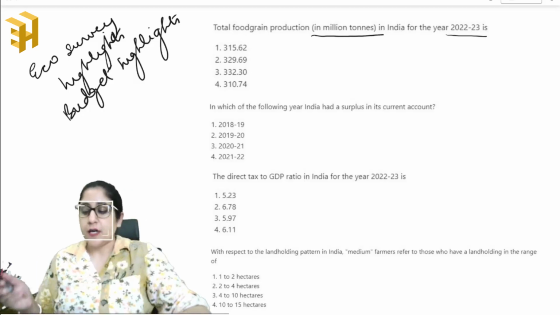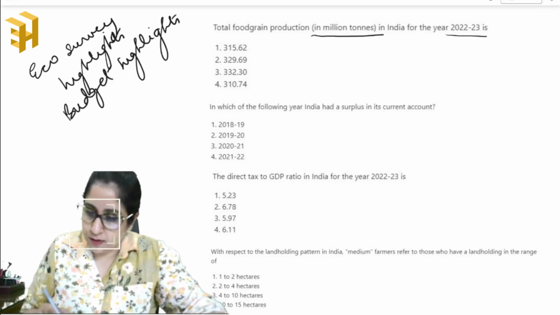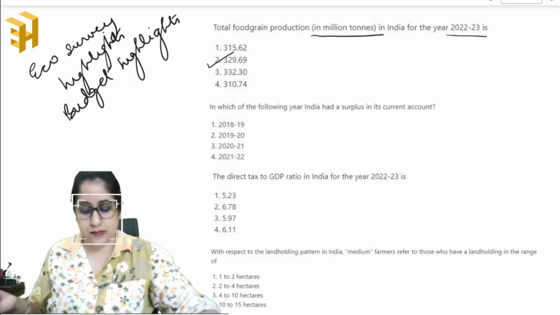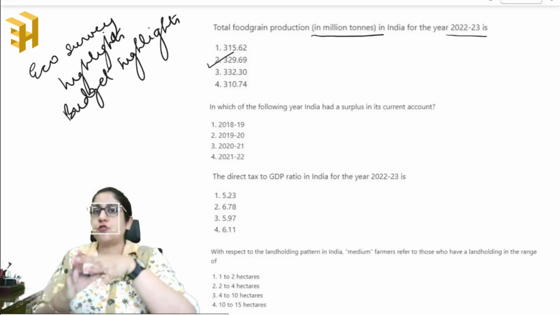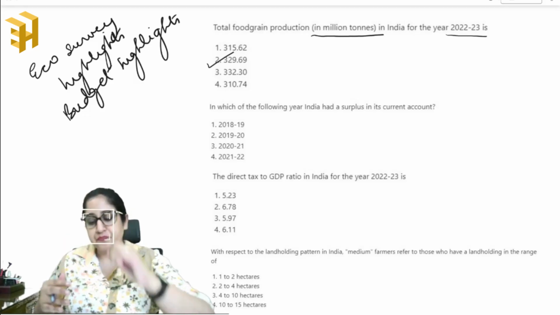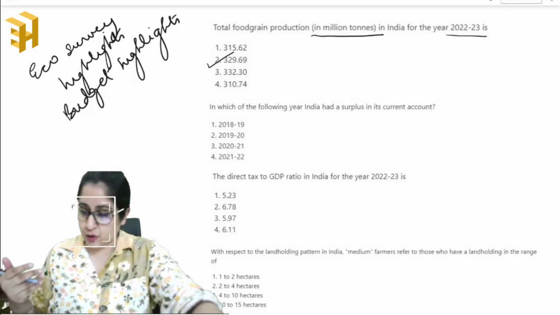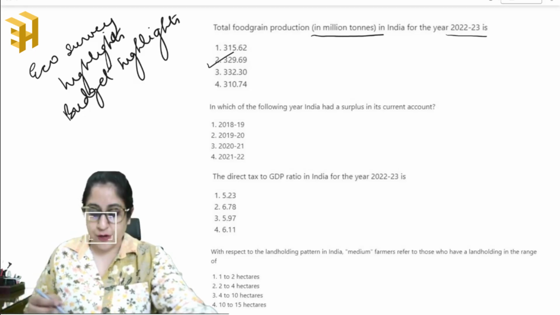Okay, so in this the answer will be 329.69. Now this is a very factual kind of a question, so for this you need to keep a strong hold on your Indian economy data. Okay, similarly in the next question, in which of the following years India had a surplus in its current account?